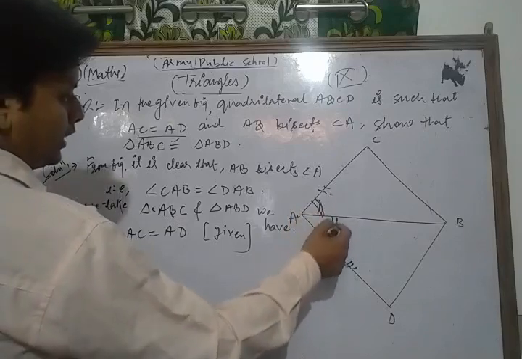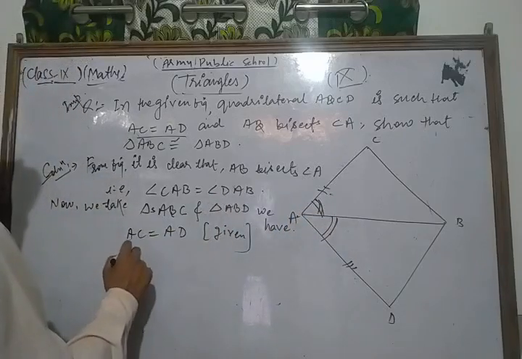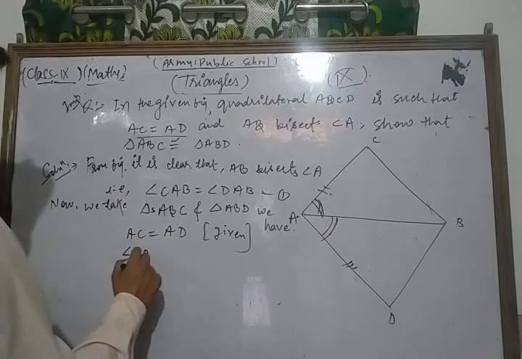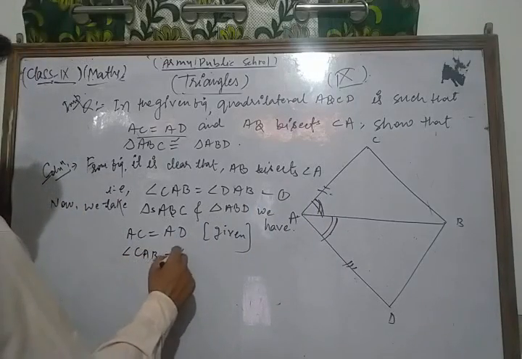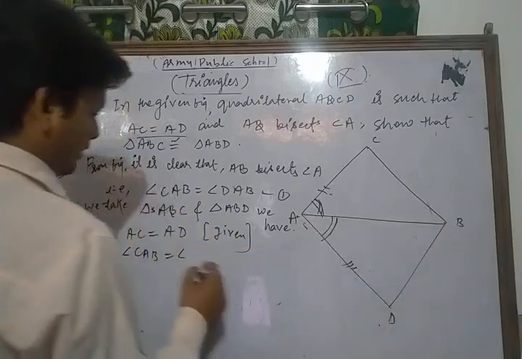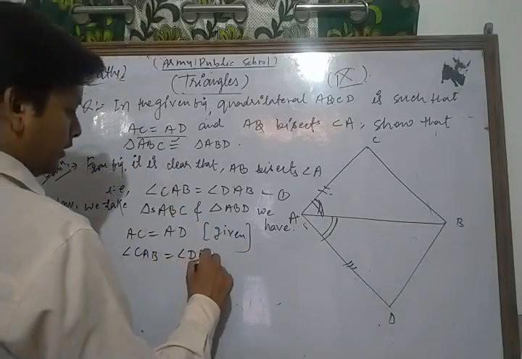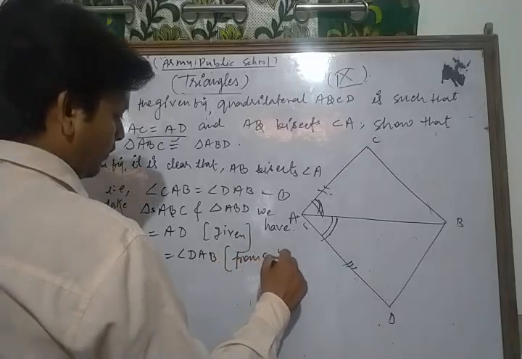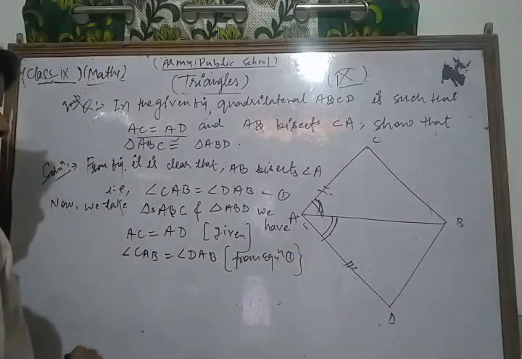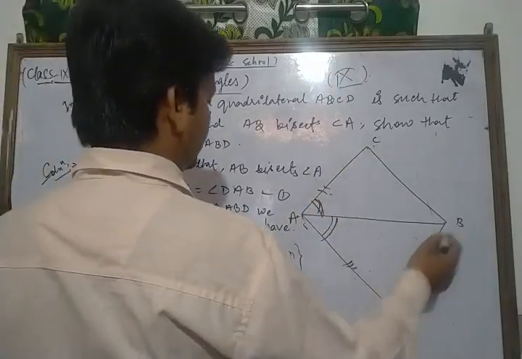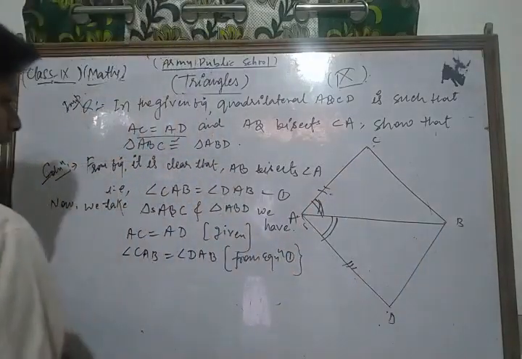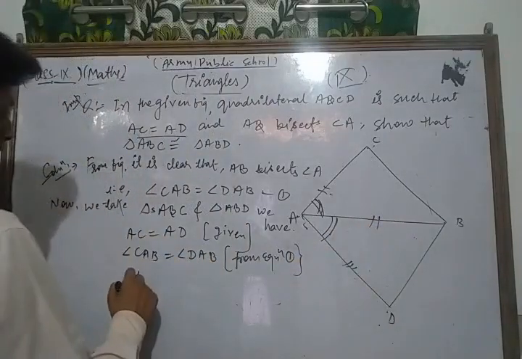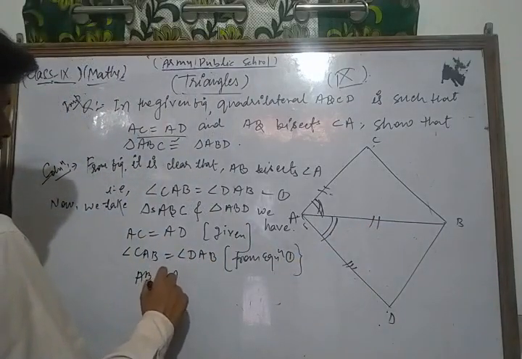And that angle is equal to that angle. And here we take question 1. So angle CAB is same as angle DAB, from equation 1. Okay, angle CAB same as angle DAB, and AB is common. AB is equal to AB.